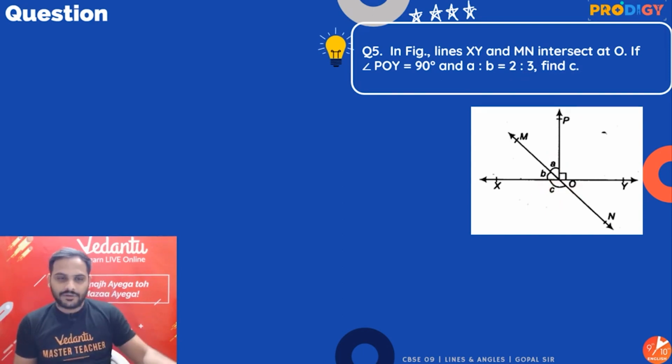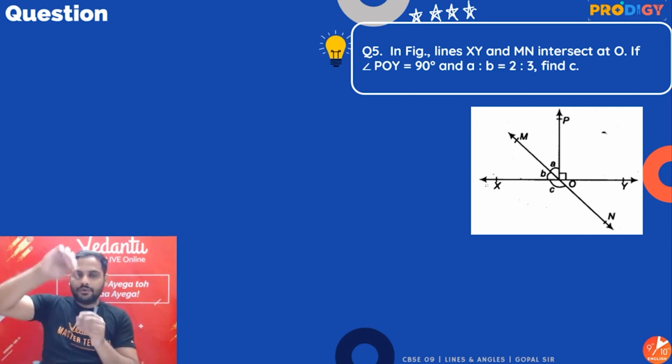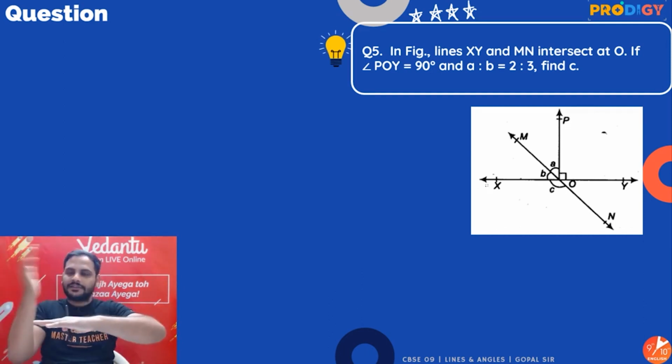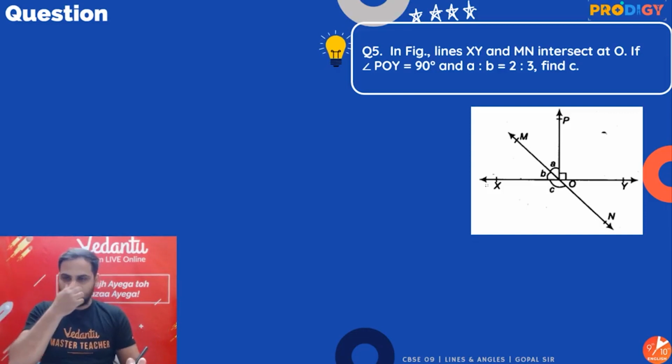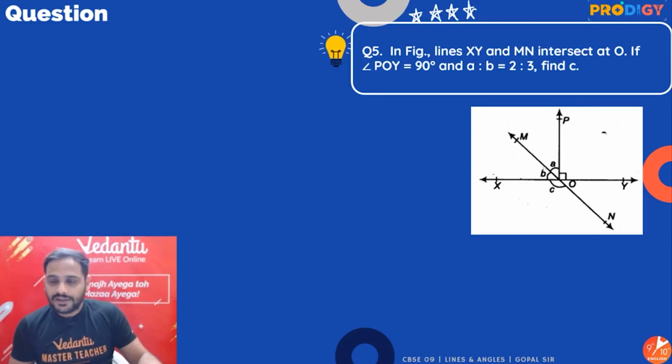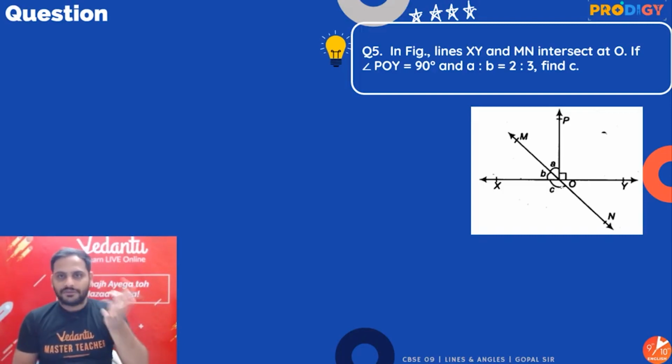What will be the value of angle C? Okay beta, first thing: if A is to B is given as 2 is to 3, I can say that if angle POY is 90 degrees, angle POX also will be 90 degrees, because PO is perpendicular to XY, this is 90, that side is also 90. Or if you don't, you can say A plus B plus angle POY will be equal to 180 degrees. It is forming a straight angle.